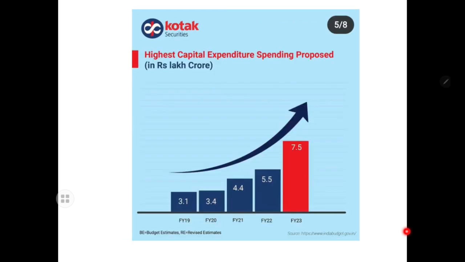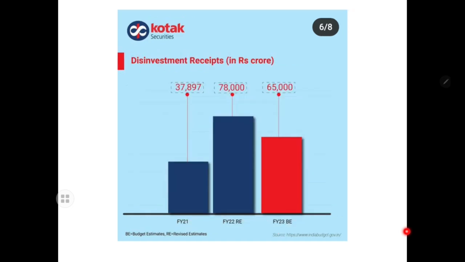The highest capital expenditure and spending is proposed from FY19 to FY2022. This capital expenditure has been increasing from FY19 to FY23 onwards. Now disinvestment receipts from 37 have gone to 78, and back from 78 it will go to 65 as per the budget estimate.